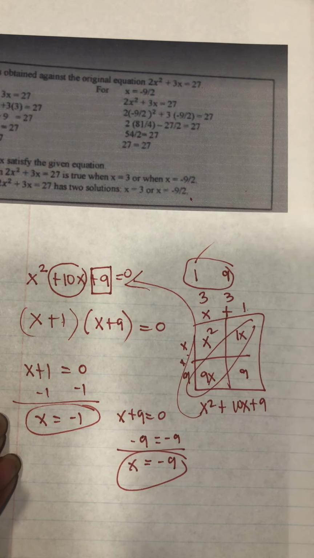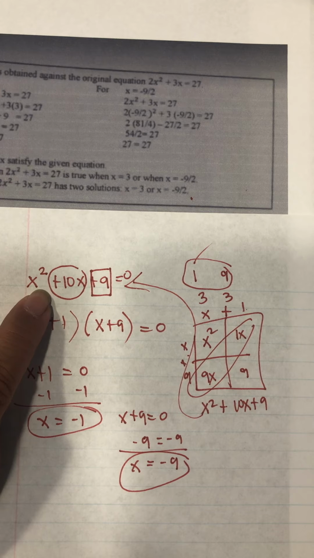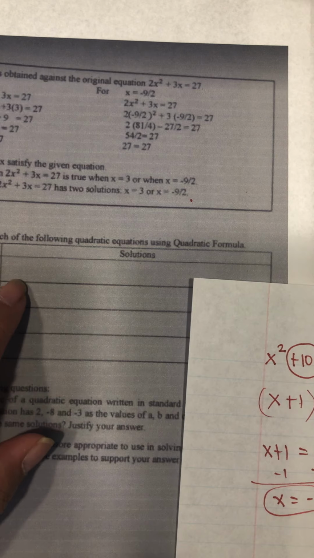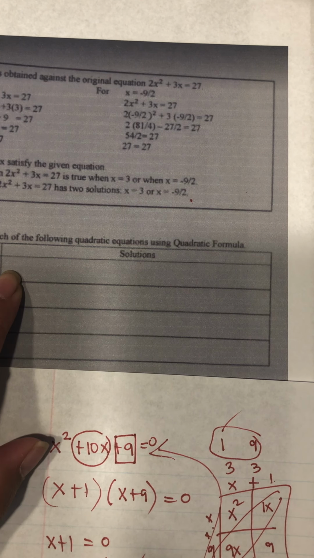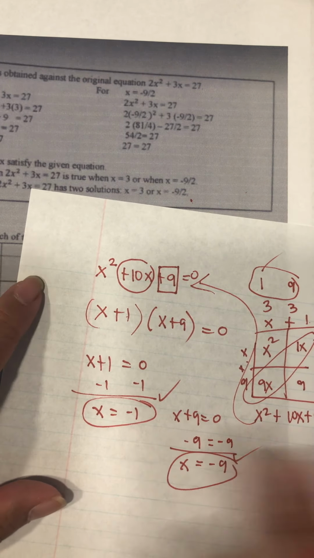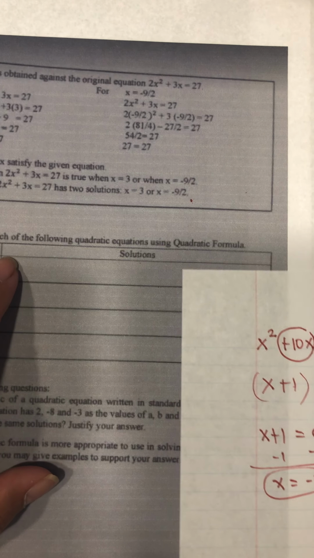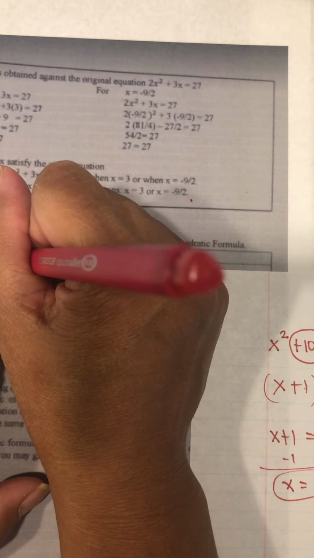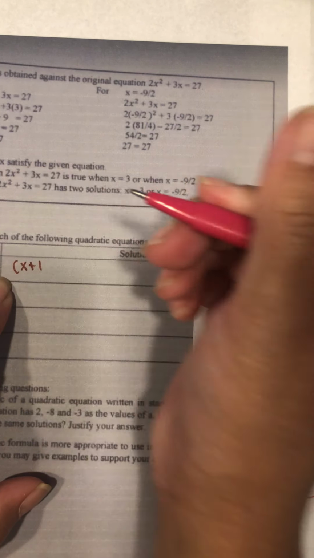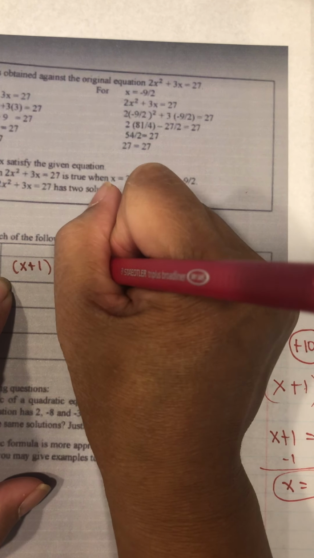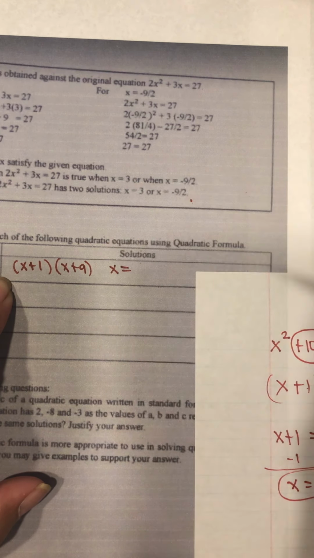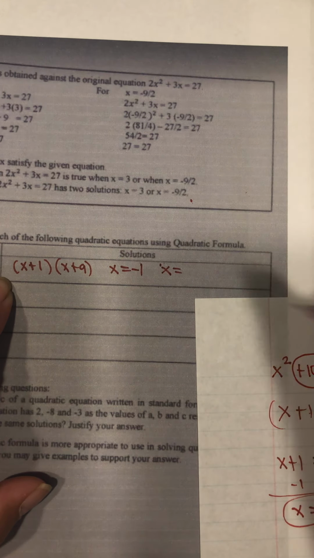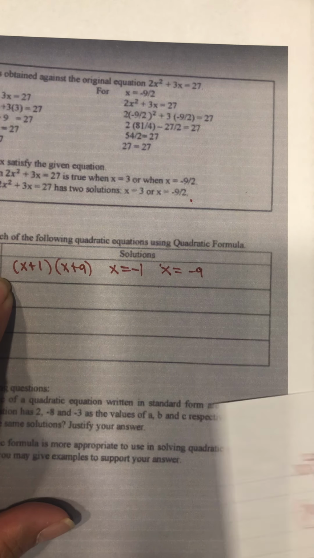So if your teacher says, what are the solutions to this quadratic equation? These are your solutions. But in your exercise, yep, that's what it says. So now, here's my work. You can copy that. You can pause the video. So I'm just going to write down here the factors first. The factors are x plus 1 and x plus 9, which gives you x equals negative 1 and x equals negative 9. So those are your solutions.